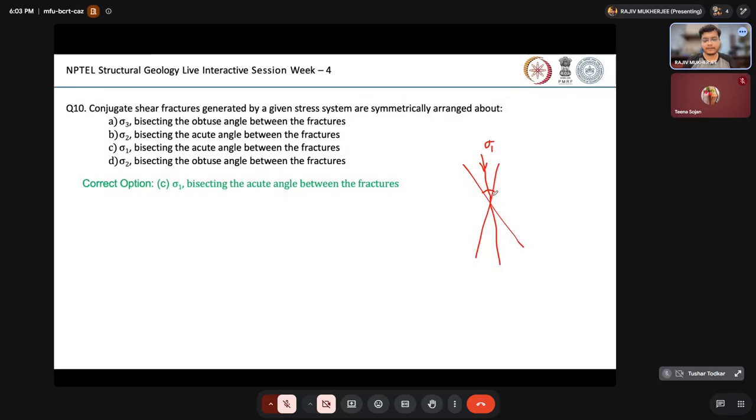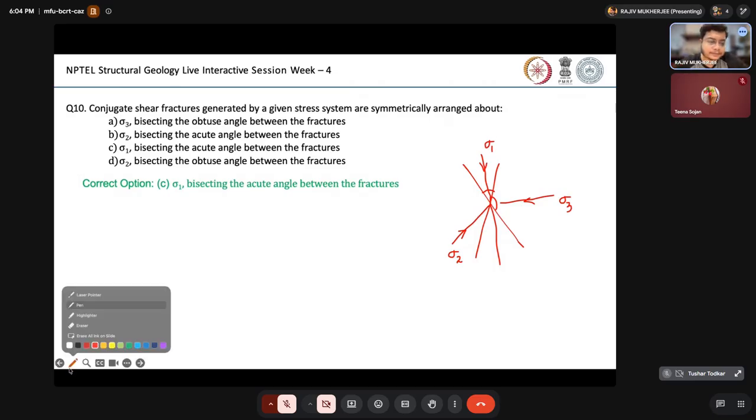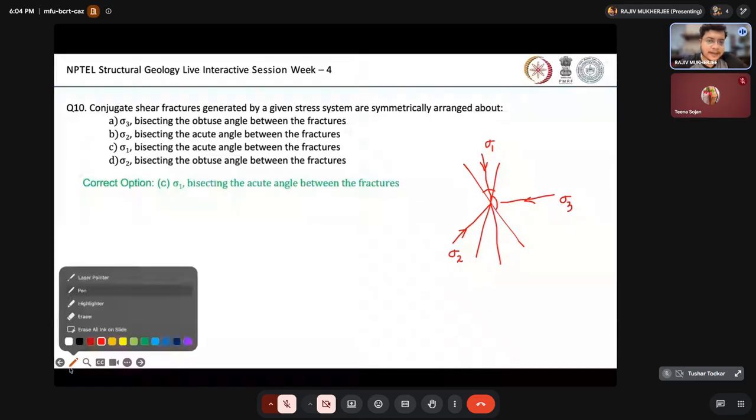And this is the obtuse angle. So sigma 3 will be bisecting the obtuse angle. And vertical to this point of intersection, like this, I mean coming out of the plane like that, will be the intermediate stress sigma 2. So that is how conjugate shear fractures are being generated.